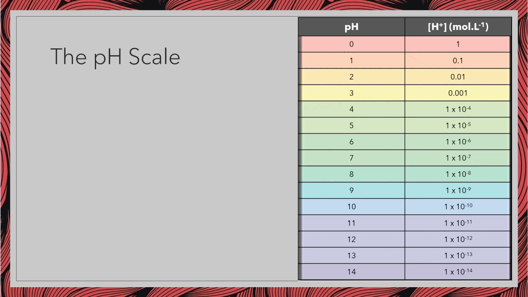Now, this is our pH scale. You can see at the top that we have a pH of 0 is a hydrogen ion concentration of 1. As we go up pH, we go down a factor of 10 in hydrogen ion concentration. pH of 2, again we go down another factor of 10, so on and so forth, right down to pH 14 where we have a hydrogen ion concentration of 10 to the negative 14.